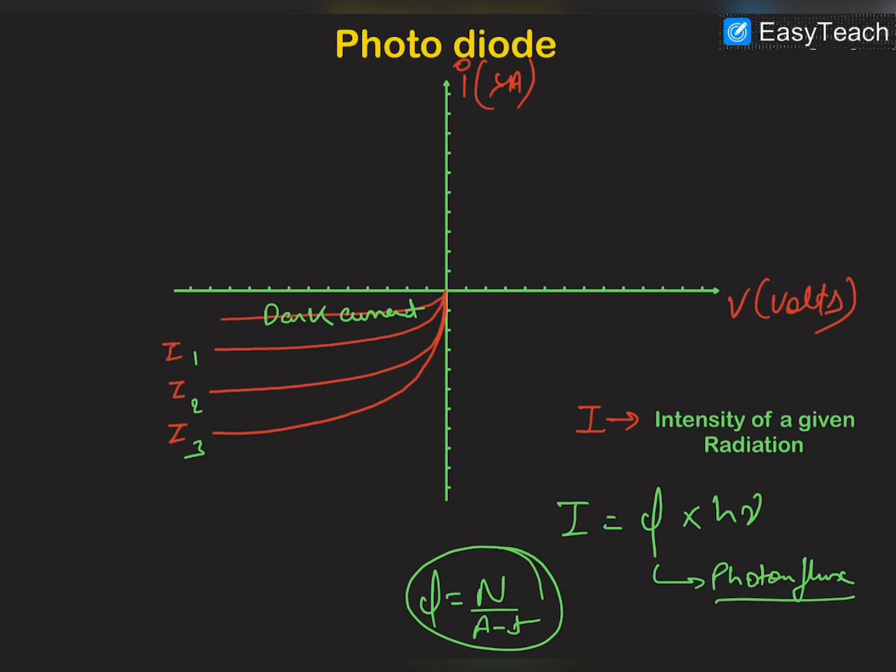So if we are increasing the number of photons of that radiation falling per unit area per unit time, which we can also refer to as intensity in this case, then obviously the number of electron hole pairs formed in the diode will increase, and the reverse saturation current will increase.